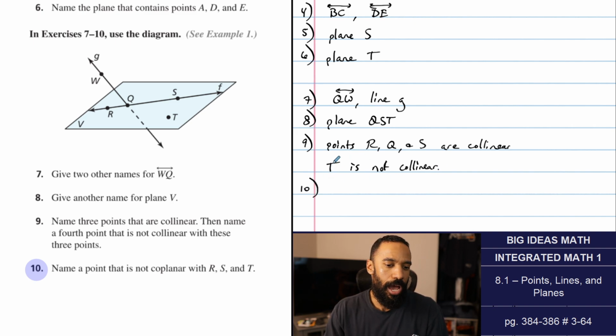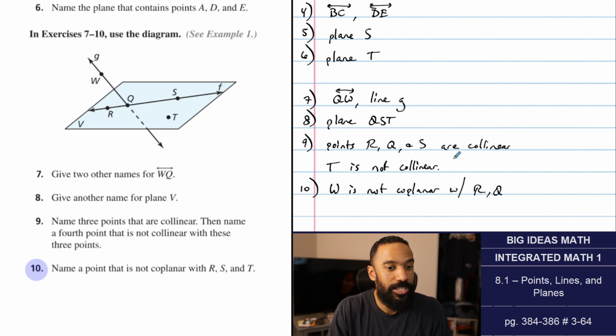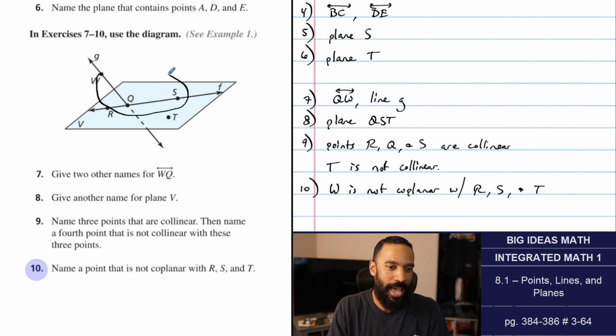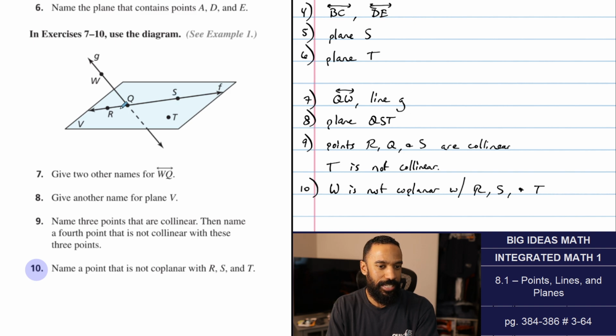And then on number 10, I want to say that W is not coplanar. Here's the thing. W is coplanar with them. It's just not on the plane that's drawn. I think I already said that out loud. But W is not coplanar with R, Q. Oh, R, S, and T. Oh, okay. There you go. I was going to say this book is having trouble with me. So R, S, and T. I thought they were saying with the other 3 points. Yes, W is coplanar with R, Q, and S. We just don't see the plane that's drawn. R, S, and T, however, all exist on this unique plane. W is not on it.